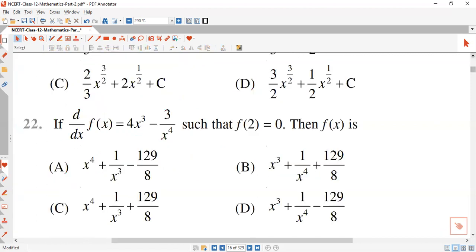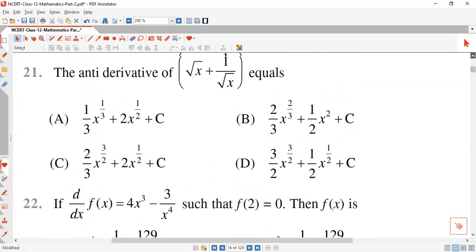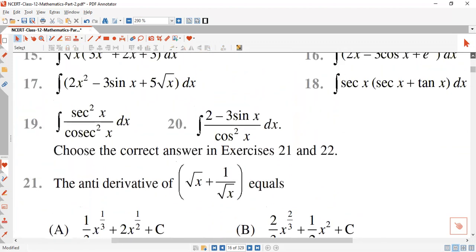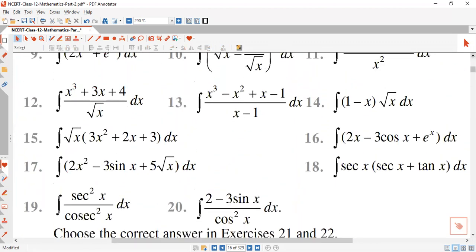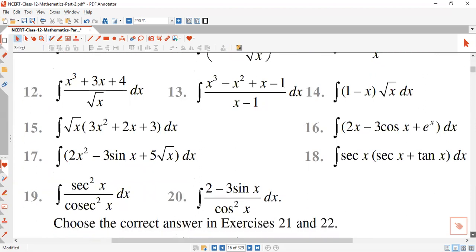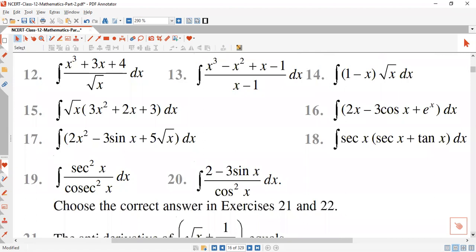Now we are coming to the next questions. So we have done question number 12. Now we want to discuss question number 13. In this question number 13, in the denominator we have the term x minus 1. First of all, we want to remove this algebraic term from the denominator.